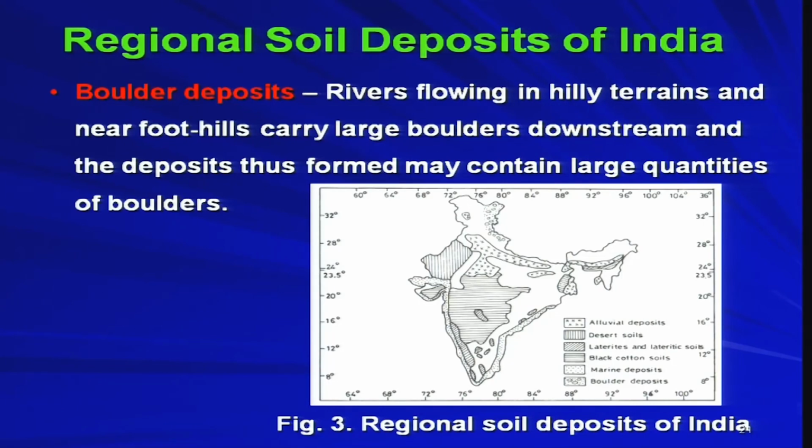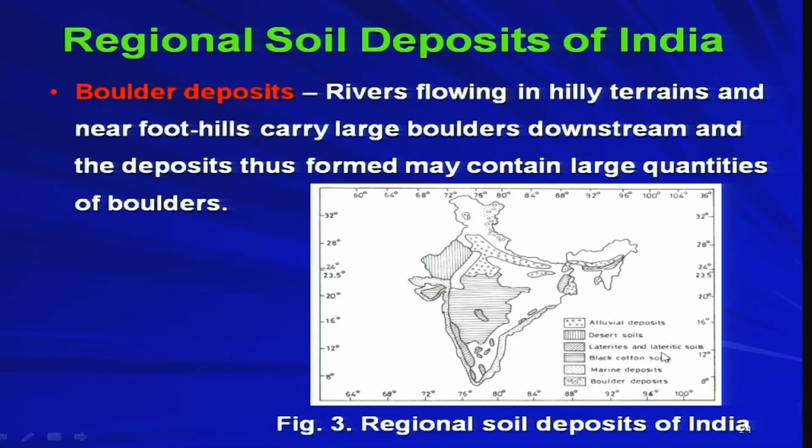Now, this is the regional soil deposits of India generally. As you look at this map, the northern part is completely alluvial soil, because a lot of rivers are there, and alluvial soil deposit generally happens on the bed of a river. Then coming to the desert soil, as I told you, you will get this kind of desert soil maybe in Rajasthan or in Punjab or somewhere else.